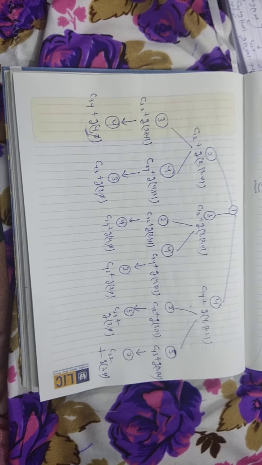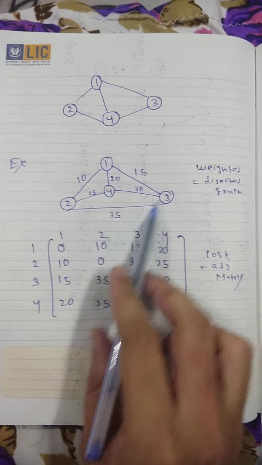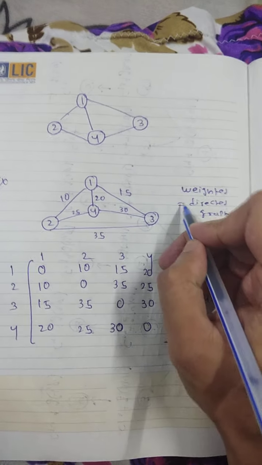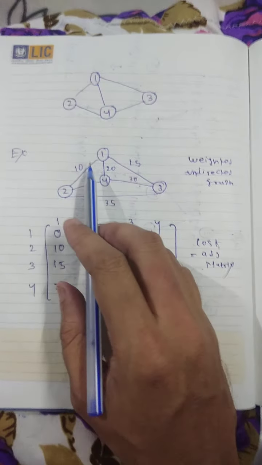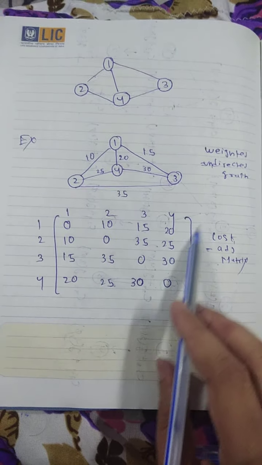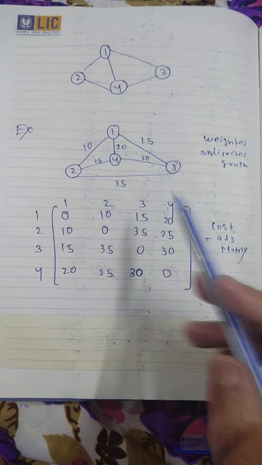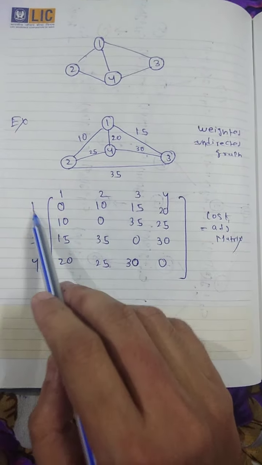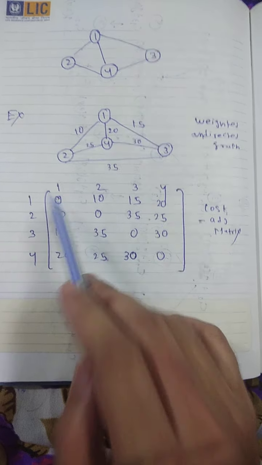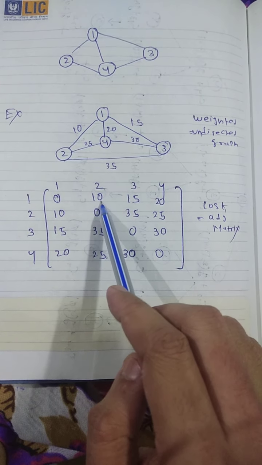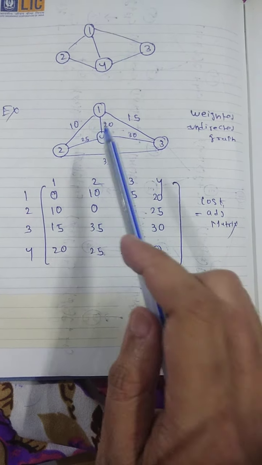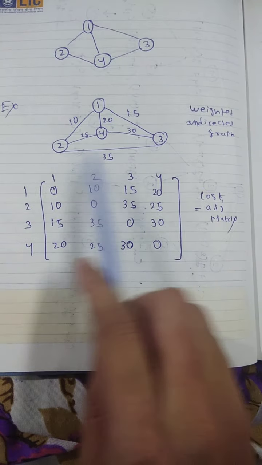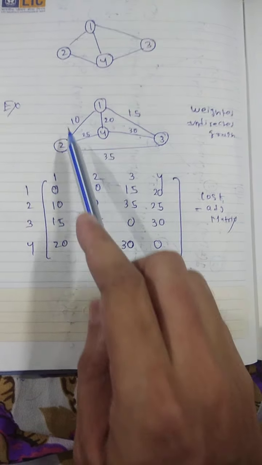So let's solve this problem. Suppose this graph is given, a weighted directed graph. Sorry, I am taking here a weighted undirected graph. So first we calculate the cost adjacency matrix. Either directed or undirected, no problem, any graph can be given. So here we find the cost adjacency matrix. See, here 1 to 1 there is no self loop, so suppose 0, then 1 to 2 is 10, similarly 2 to 1 is also 10, similarly 1 to 3 equals 15, 3 to 1 also 15. In this way we have to fill up the cost adjacency matrix with respect to the costs of this graph.